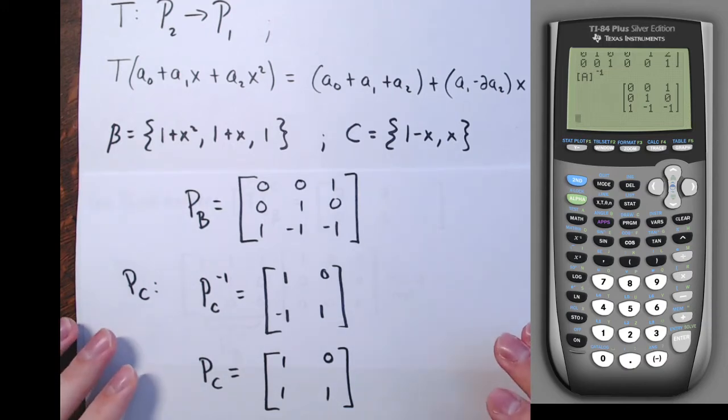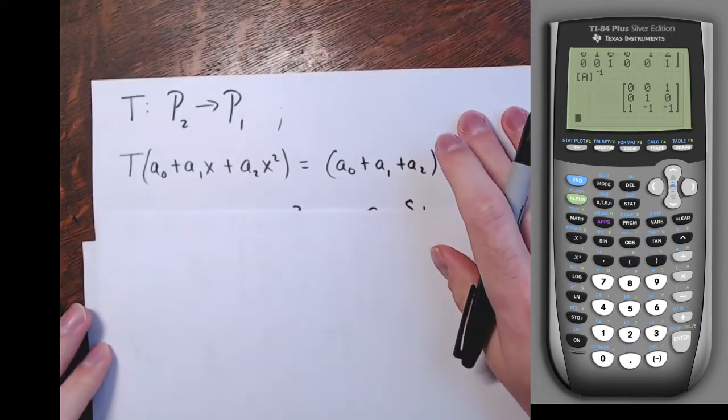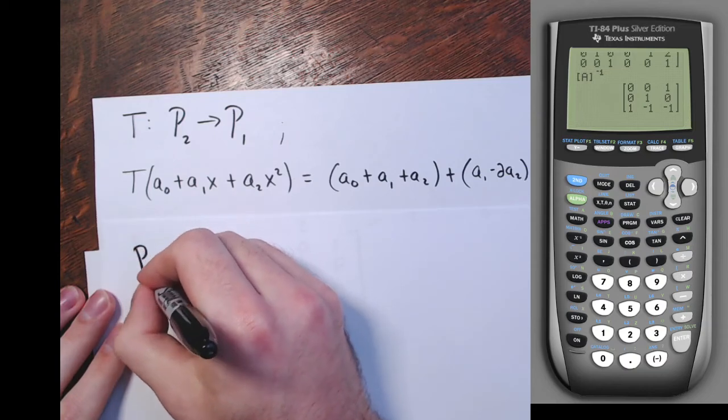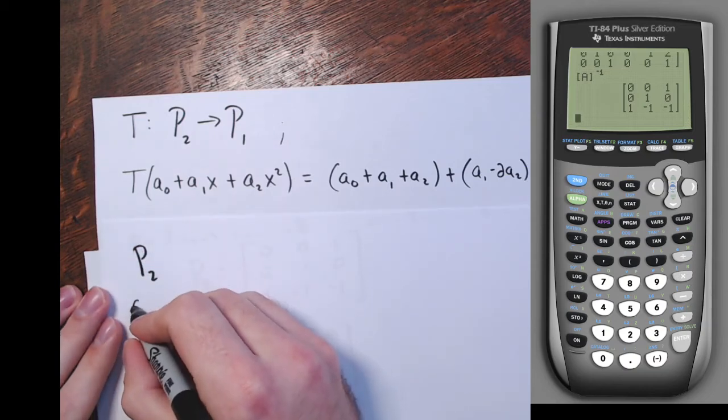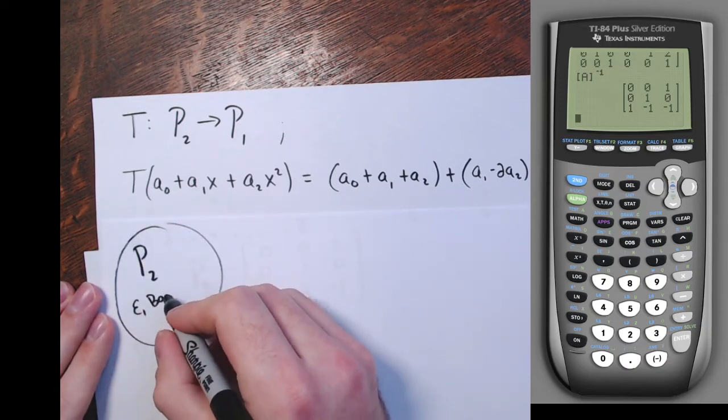And again, I'm going to draw that mapping again. I'm going to draw the coordinate map. Talk about what's happening. So up top we got P2 in the domain. Now this is relative to the standard basis, E1. Right, 1, x and x squared.